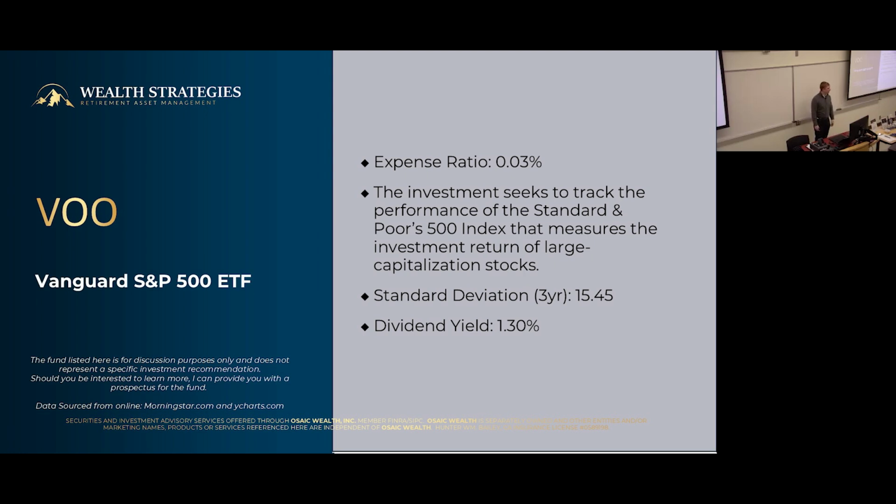I think it was Grayscale, right? Grayscale charged 2.5% to buy an ETF that just held long Bitcoin futures. And that was it. They didn't do anything else. They just held Bitcoin futures. But they were able to charge that because there was nobody else.